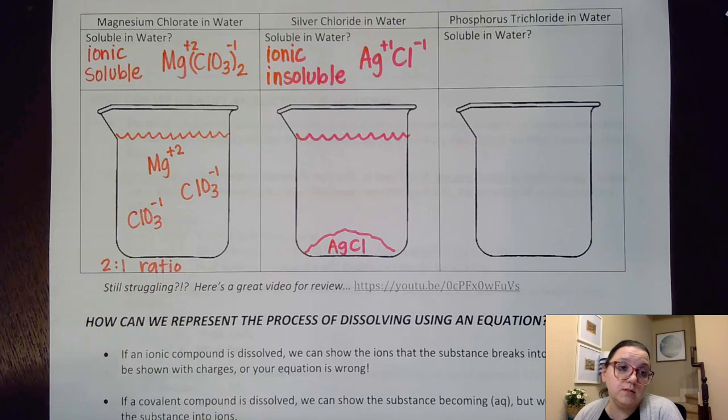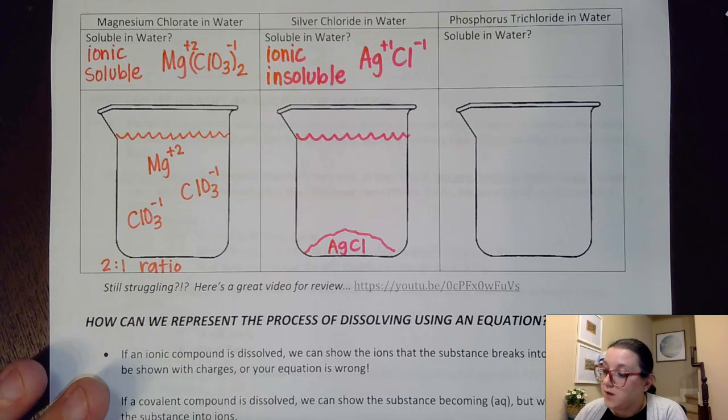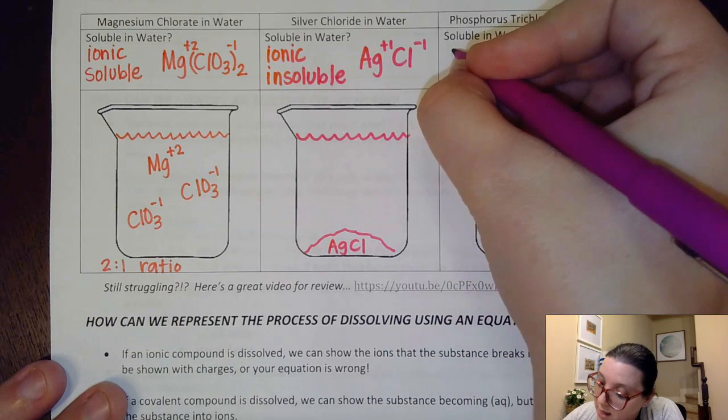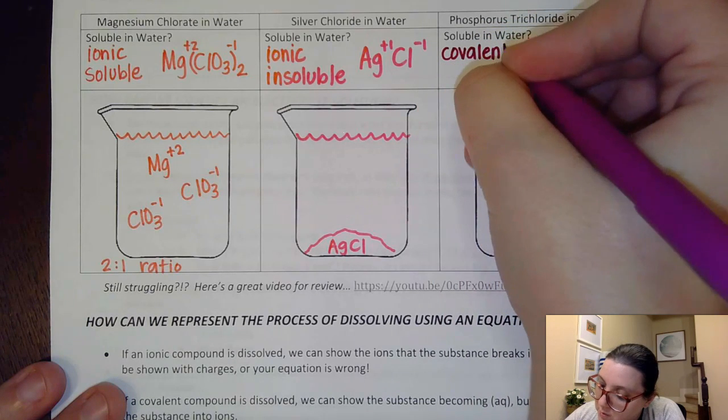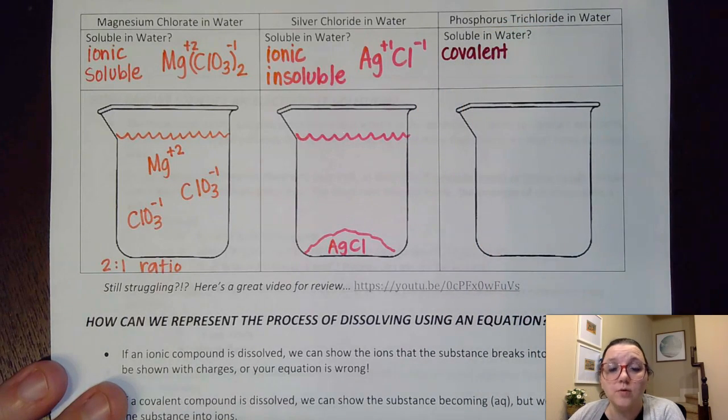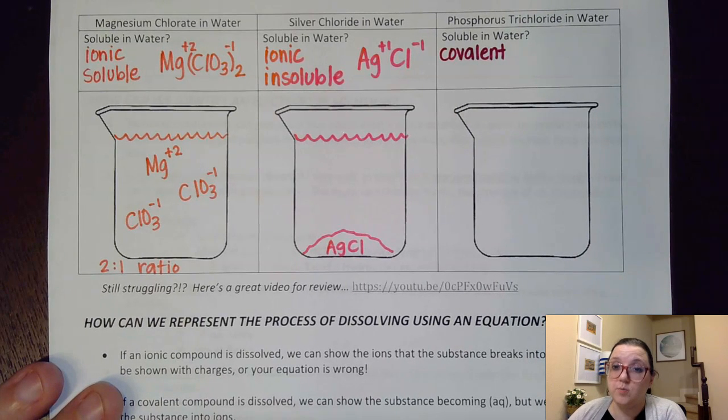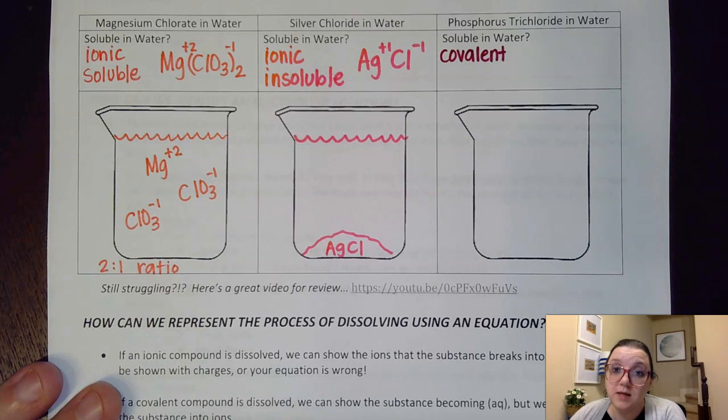First off, I'm going to ask myself if it's ionic or covalent. Phosphorus and chlorine are both nonmetals, and so that is going to be a covalent. Hence why we see the prefix of tri with the chlorine in here. Now, to figure out if a covalent is soluble, I'm going to have to think about the polarity of phosphorus trichloride. So this is where it really does help to draw it out.